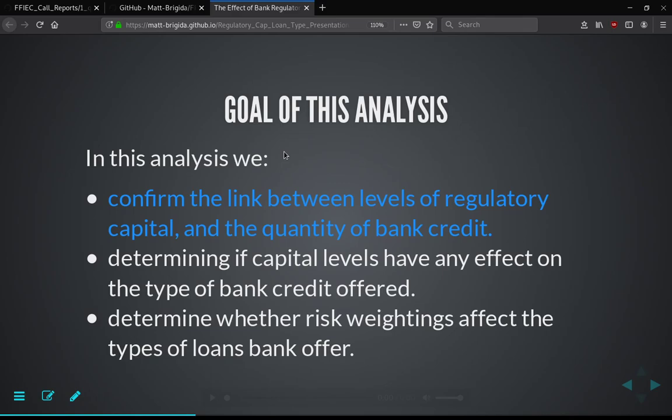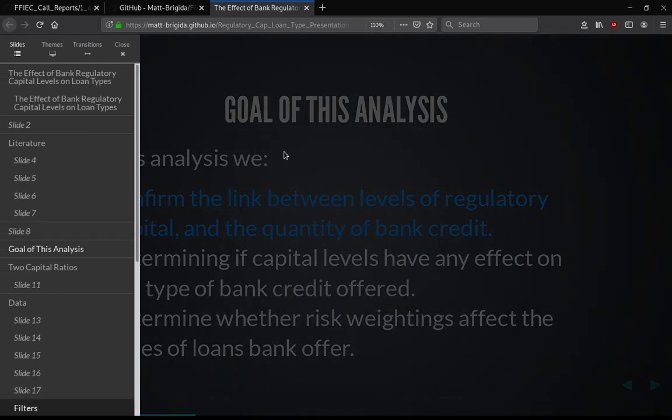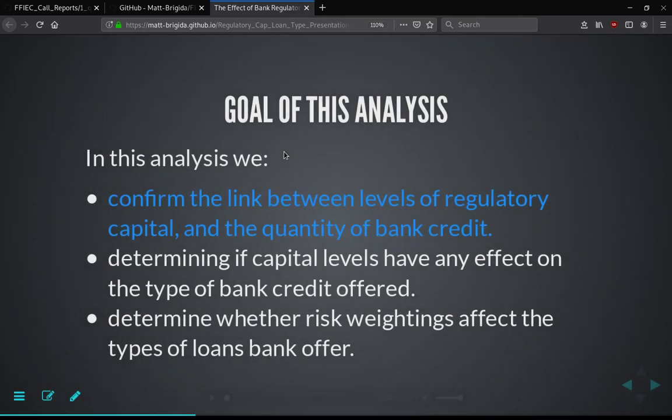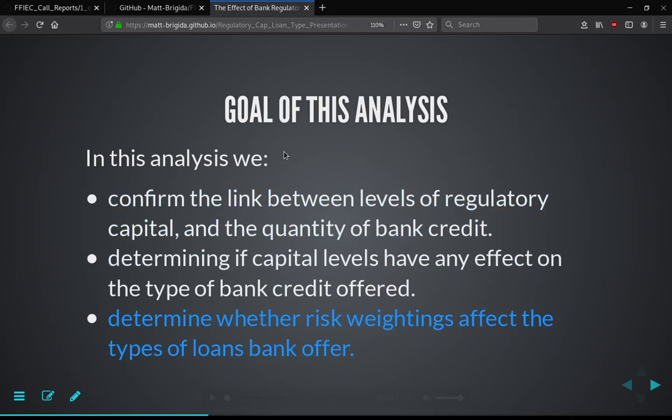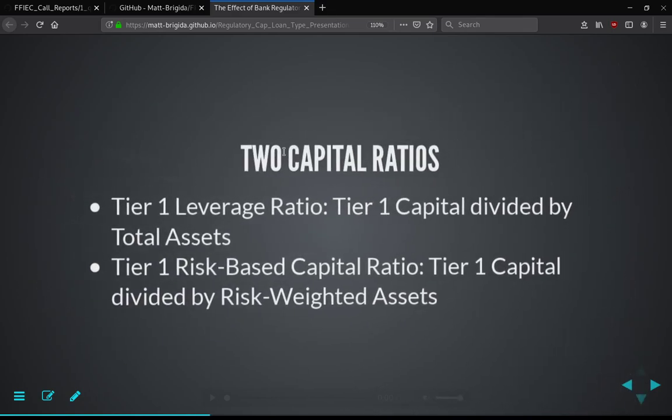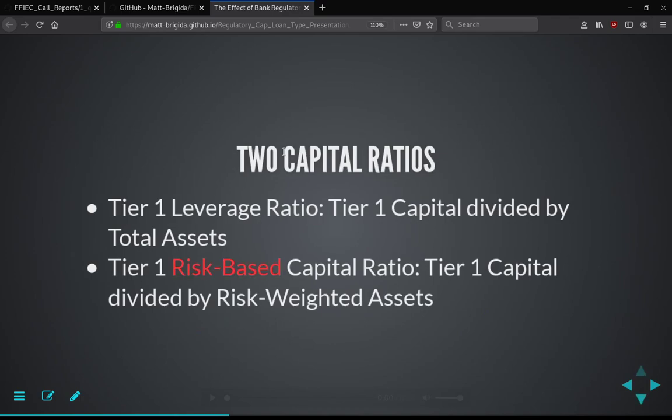And then we want to look at whether the level of capital has an effect on the type of bank credit offered, and also whether risk weighting affects the types of loans a bank offers. And this is going to be the really important one. So what we're going to use here is Tier 1 leverage ratio. Again, that's Tier 1 capital divided by total assets, and we also have the Tier 1 risk-based capital ratio, and we have these for all banks. I'll talk a little bit about the data. That's the Tier 1 capital divided by risk-weighted assets.